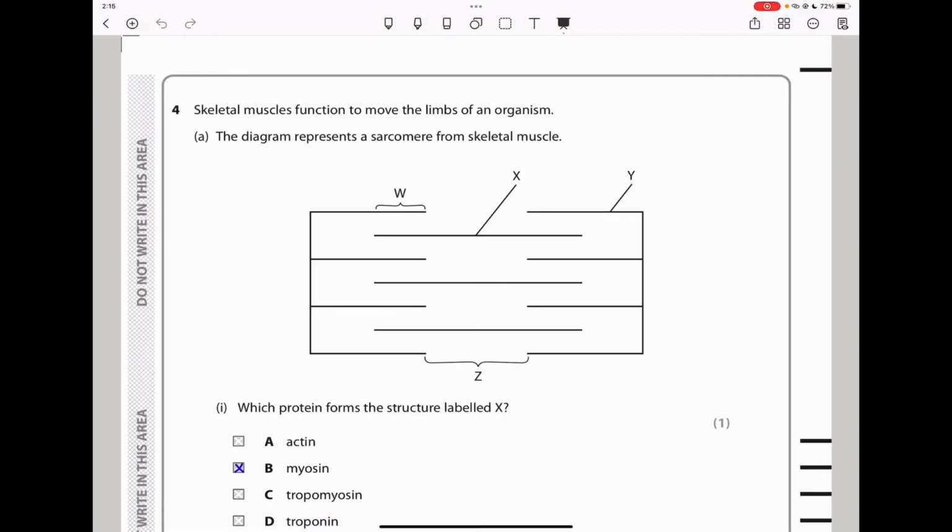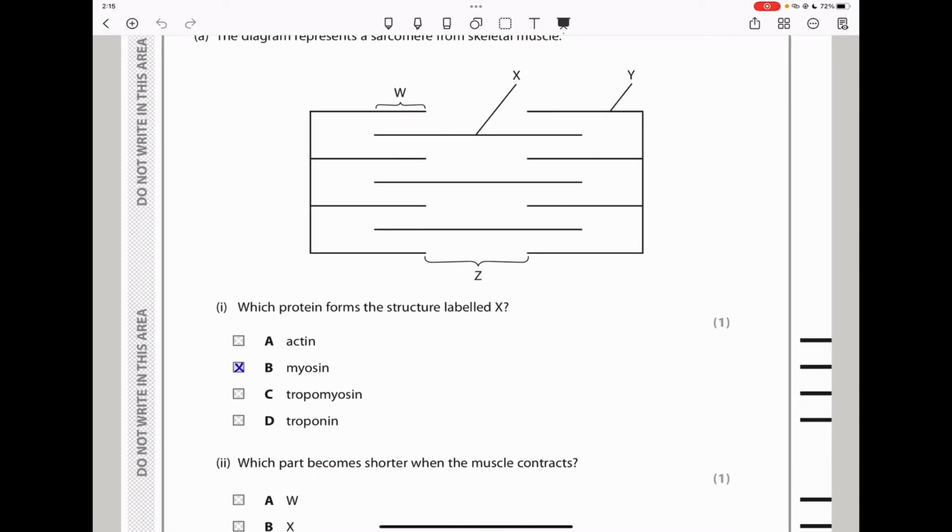Question 4. Skeletal muscles function to move the limbs of an organism. The diagram represents a sarcomere from skeletal muscle. So we can see here, this region here is a sarcomere. So they say, which protein forms the structure labeled X? Structure labeled X is the myosin protein.